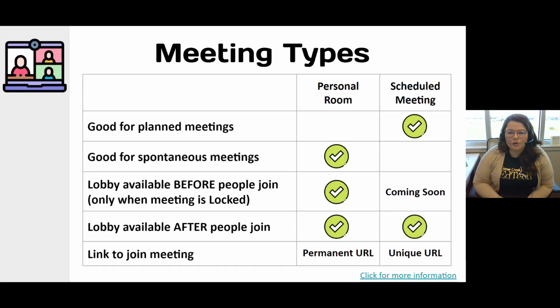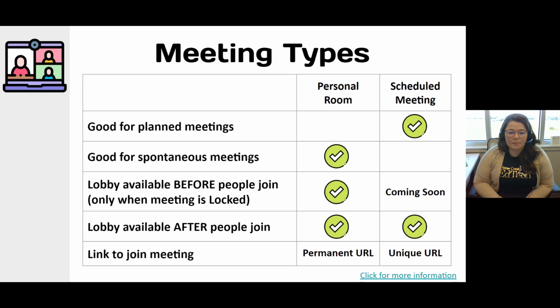A few reminders about personal room versus scheduled meetings. If you are meeting with students in a scheduled class period type meeting, you should be using a scheduled meeting, and you should have set up those scheduled meetings during your back to school training session. So you'll have one meeting per class period or per grouping when you meet with students. If you're having spontaneous meetings, your personal room is the better bet, but just be sure that you lock your personal room once you start it and admit only the people that need to be in that room so that outsiders do not come in.